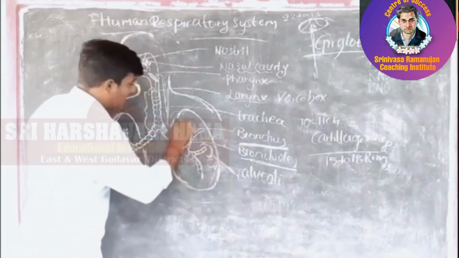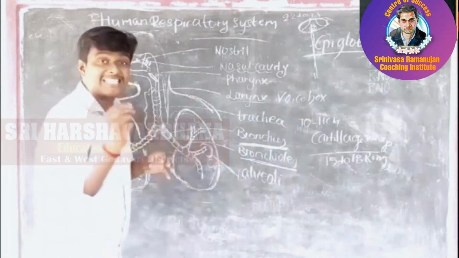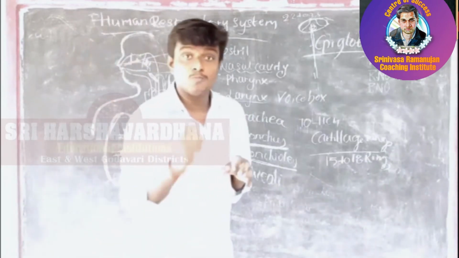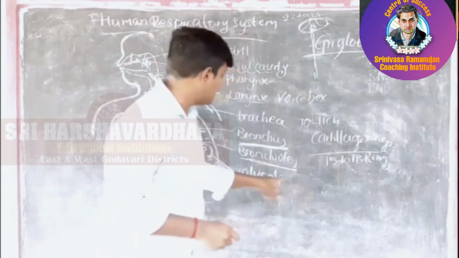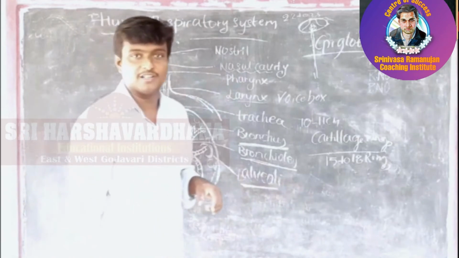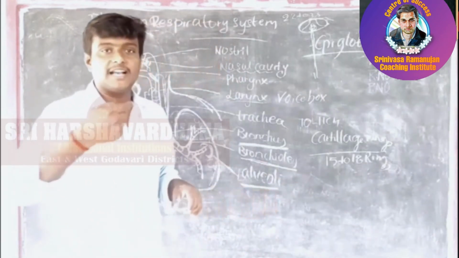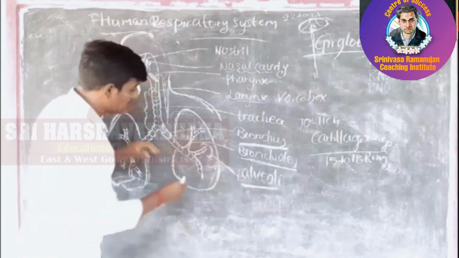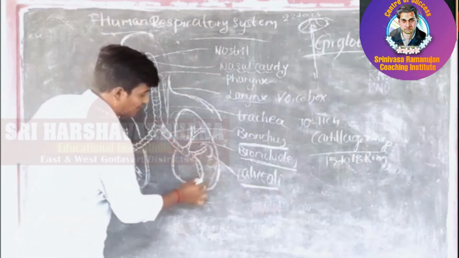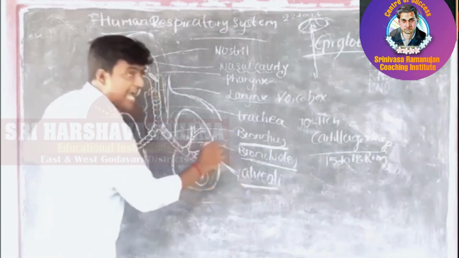If you take your lungs, inside of your lung you can see small tiny room-like structures. Those small tiny chambers we call alveoli. There only the exchange of gases will take place. Each and every bronchiole will go into a chamber, and each chamber we call an alveolus.